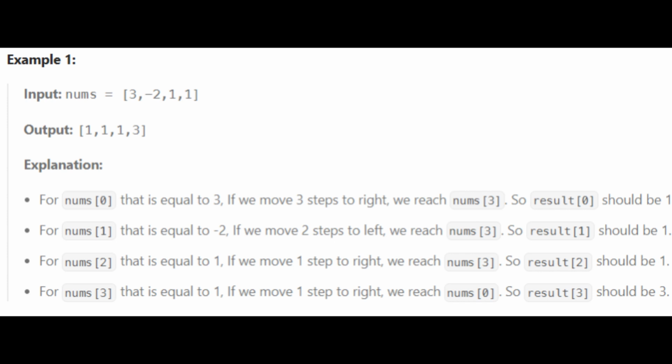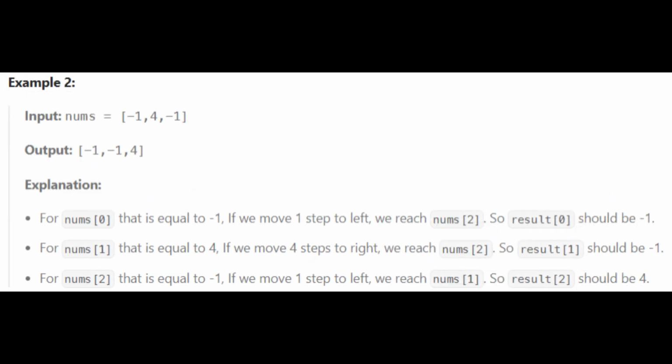At index 3 the value is 1. Again we move 1 step to the right. From index 3 we wrap around and reach index 0. At index 0 the value is 3. So result at index 3 becomes 3. Final output array for example 1 is 1 1 1 3.